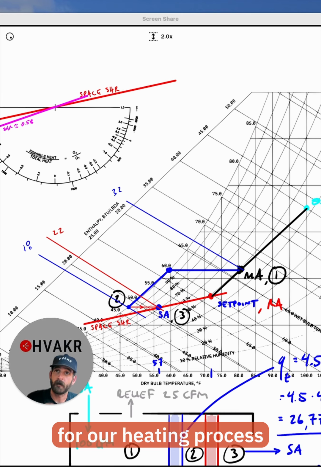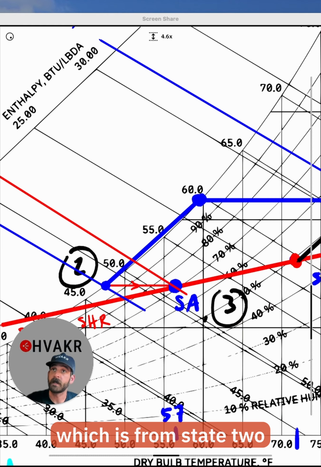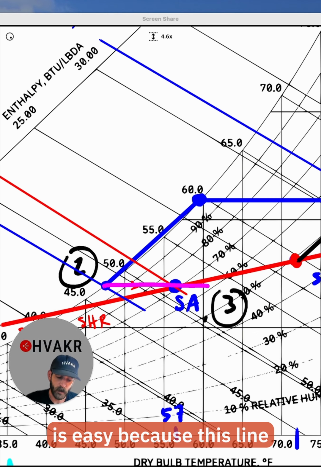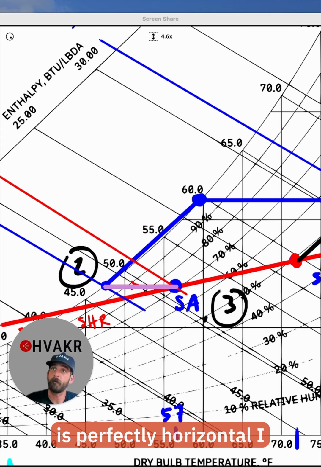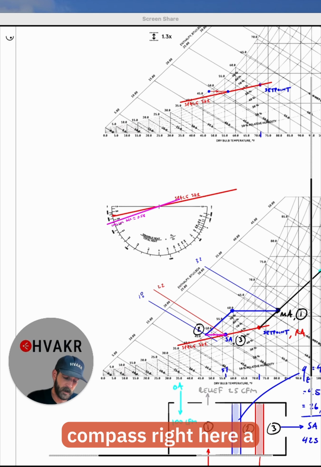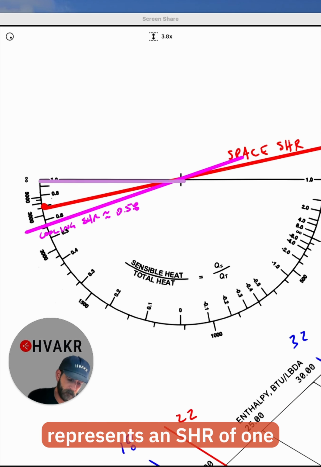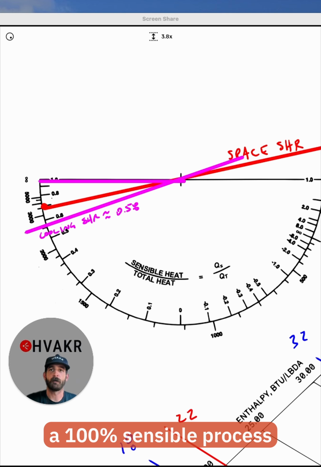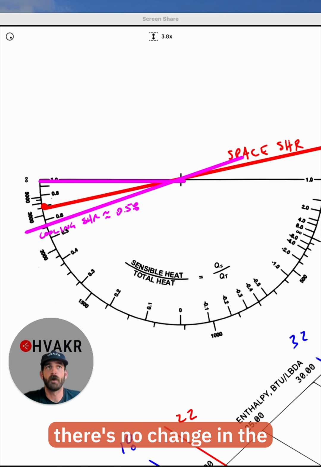We can do the same thing for our heating process, which is from state 2 to state 3. This one is easy because this line is perfectly horizontal. I don't even need to copy it. If I look at this compass right here, a perfectly horizontal line represents an SHR of 1. That just means it is a 100% sensible process. There's no change in the absolute humidity of the airstream.